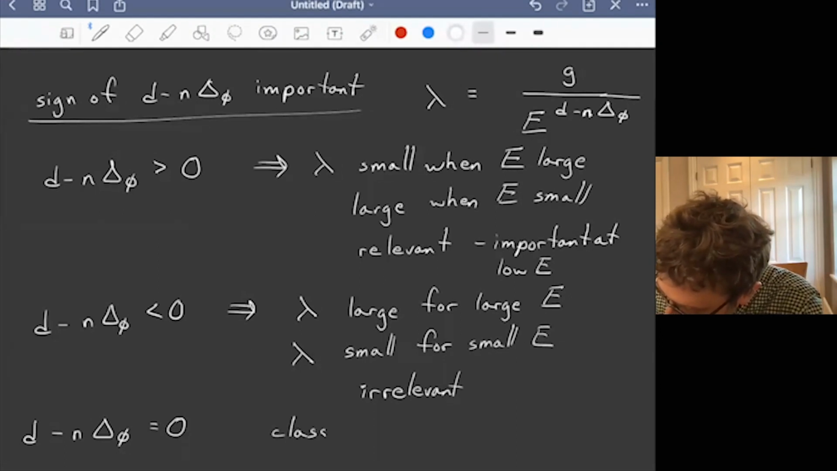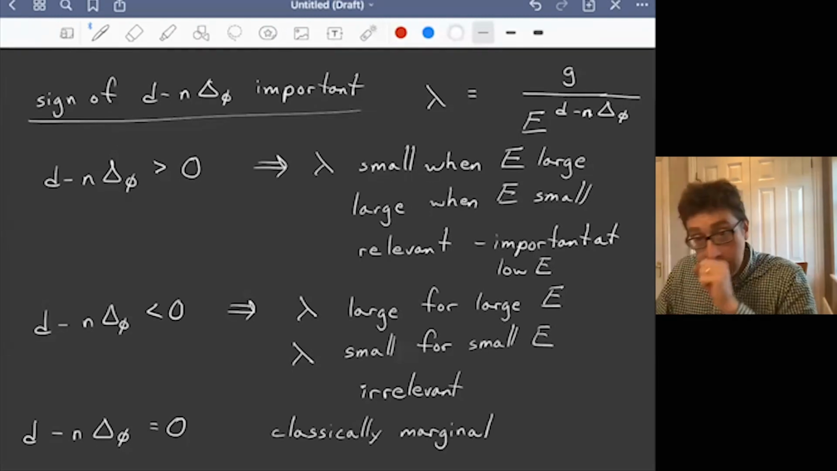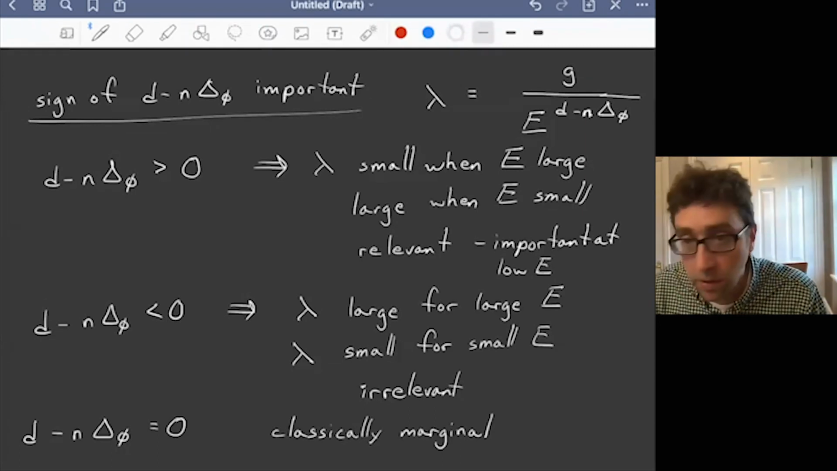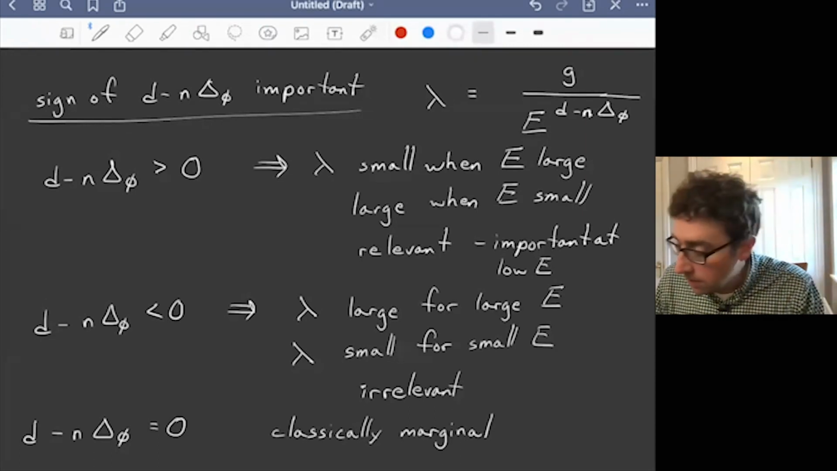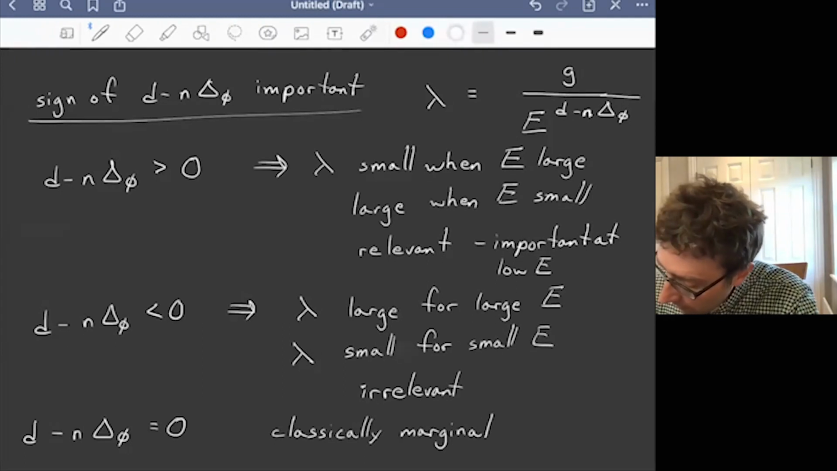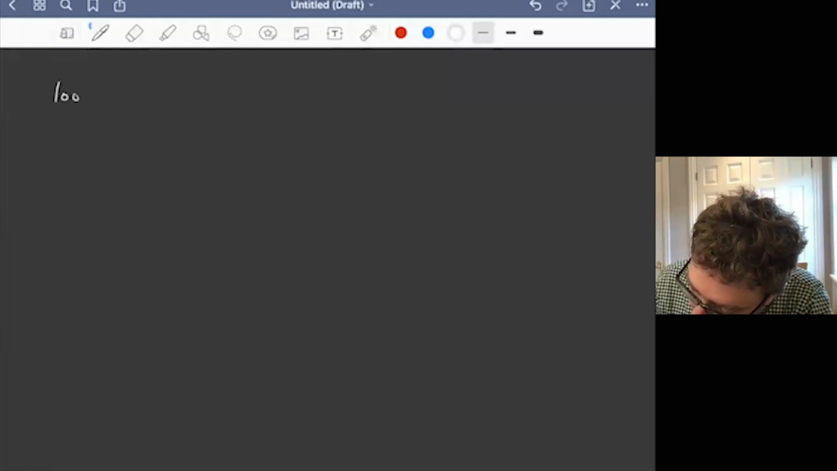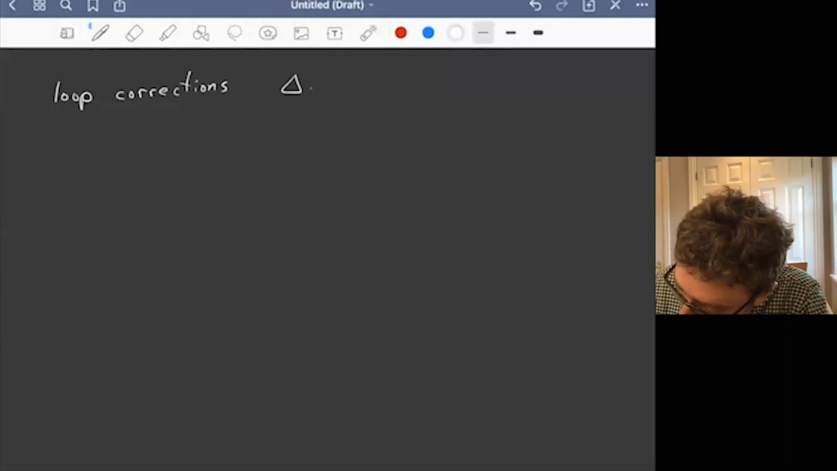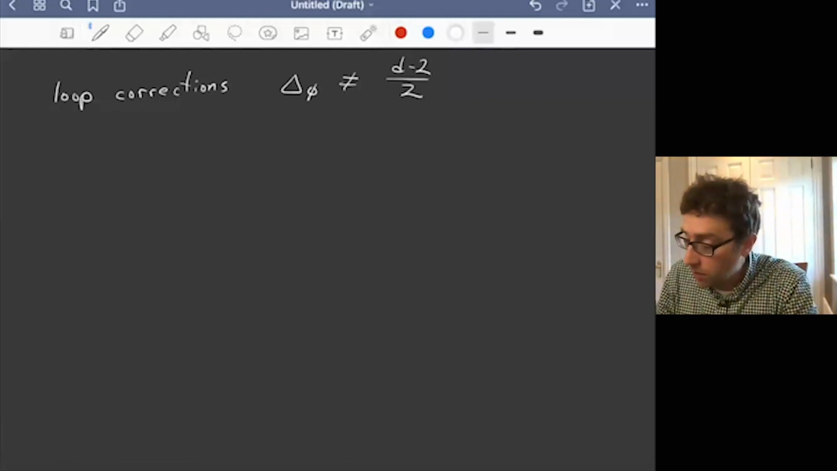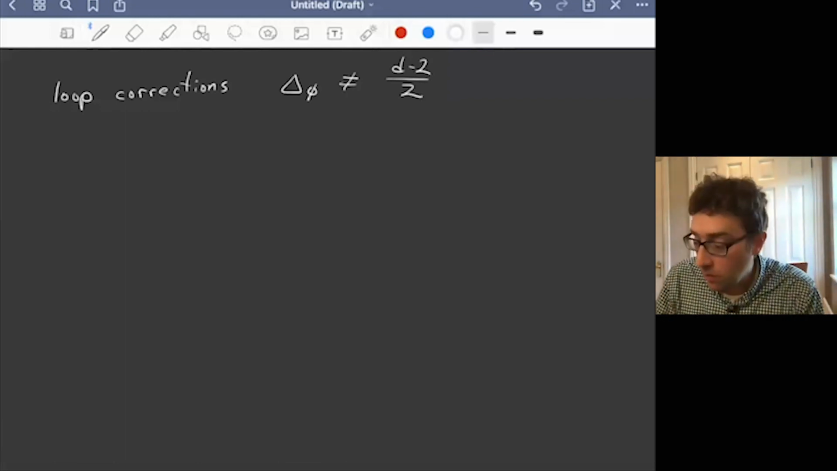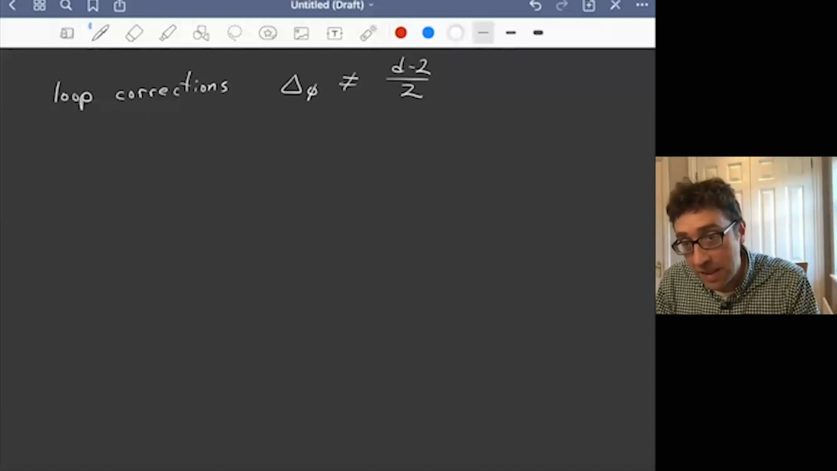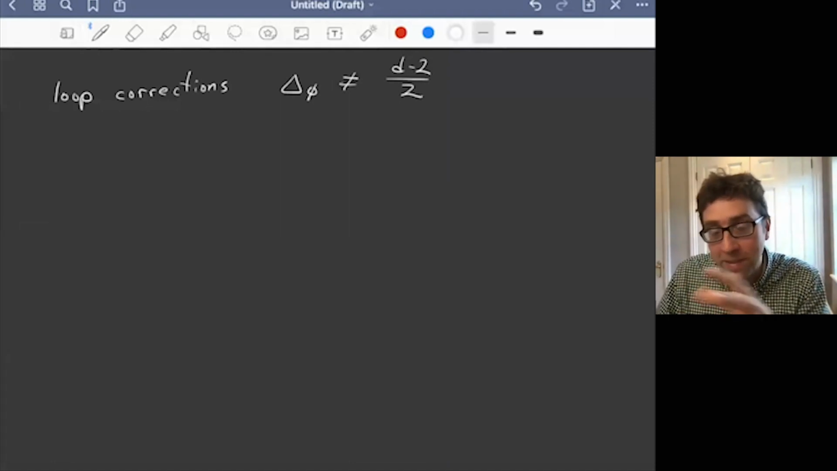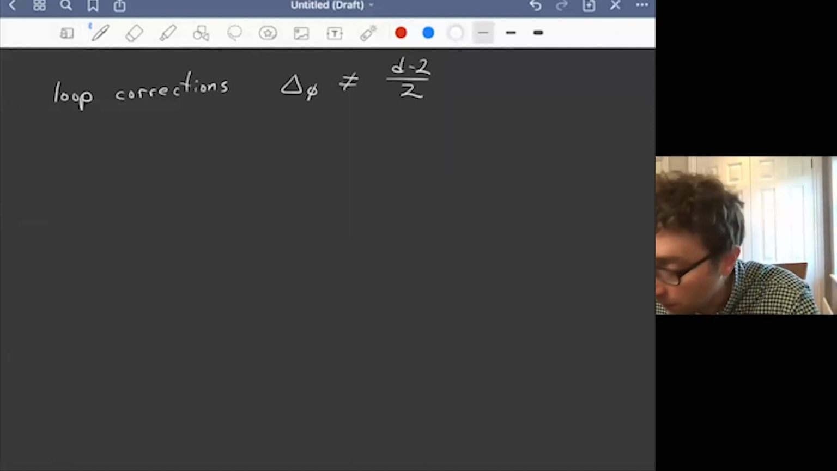So in the case where it's 0, we call this classically marginal. And the reason I'm calling it classically marginal is it often turns out that when you look a little bit more carefully and you do some loop corrections, you'll find that even in this classically marginal case, that delta phi will no longer be exactly its free field value. It won't be this d minus 2 over 2. And then once it's no longer d minus 2 over 2, this condition d minus n delta phi will no longer be 0, and so it will be slightly irrelevant or slightly relevant as a result of the loop corrections.